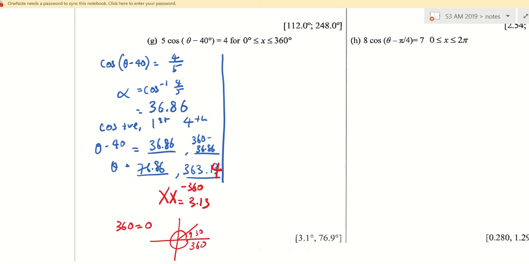Now, let me repeat again. First step is to find reference angle. Second step is to find which quadrant. Third step is to find the angle itself. So basically, these 3 steps are correct, but there's a step 0. This step 0 is seldom used, but I will explain why it is needed in this question. Let me write down step 0 first.